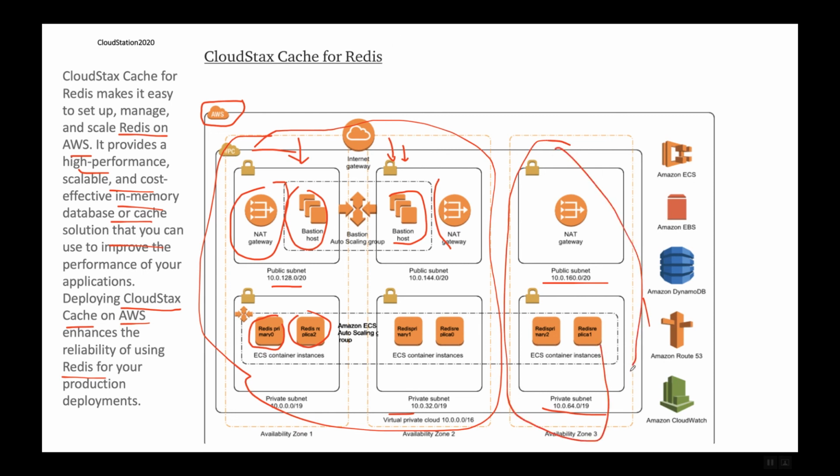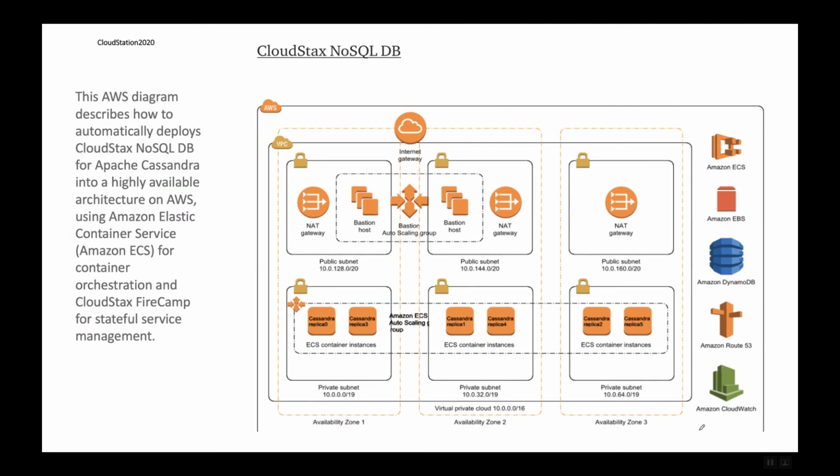So basically this will be your runtime copy of whatever is running here. So you need an Amazon ECS, which is a file system. Amazon EBS is Elastic Volume System. DynamoDB is your database. S3 is a domain name service. CloudWatch is for monitoring the whole AWS infra. Okay. So this is CloudStack NoSQL DB.